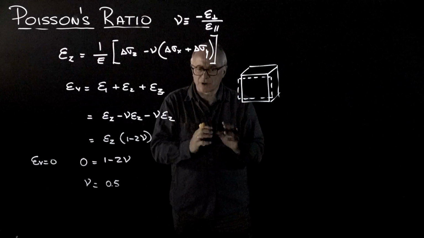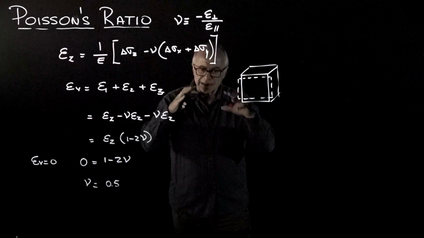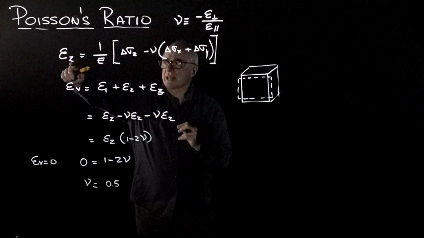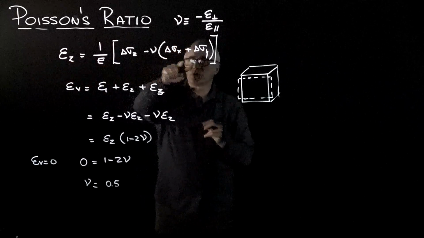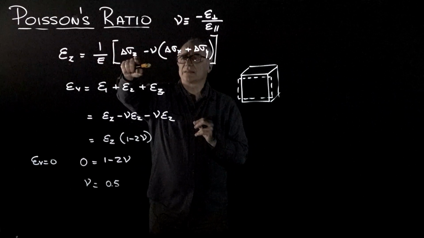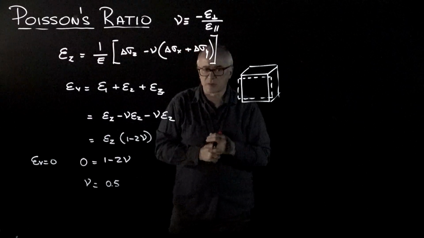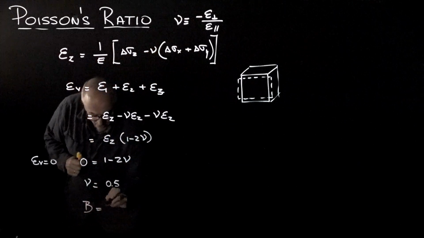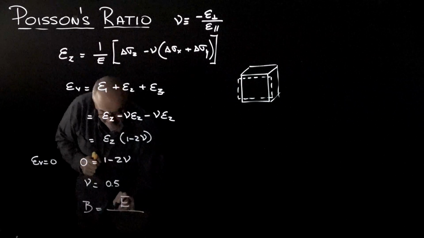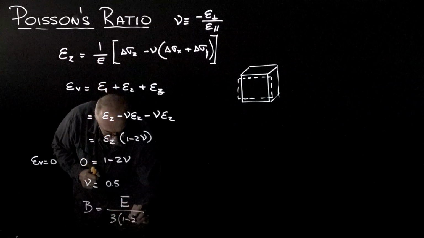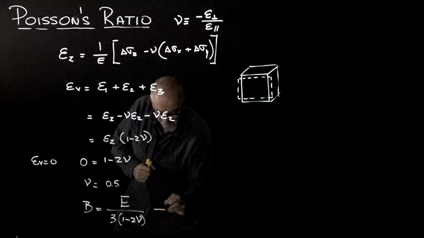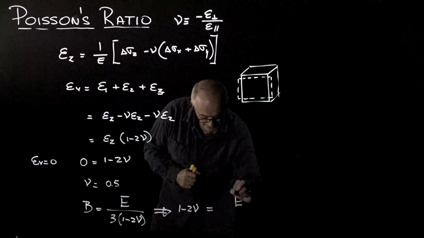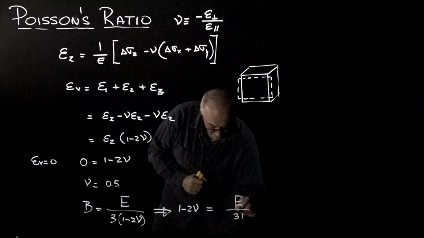If we define the bulk modulus as the normal stress in isotropic directions divided by the volumetric strain, we need to add epsilon z plus x plus y. So I'm going to add 3 of them. And in all cases, the z, the x, and the y is going to be the isotropic stress. Then I will conclude that the bulk modulus is equal to Young's modulus divided by 3 times 1 minus 2 Poisson. Therefore, 1 minus 2 Poisson is equal to E over 3 bulk modulus.